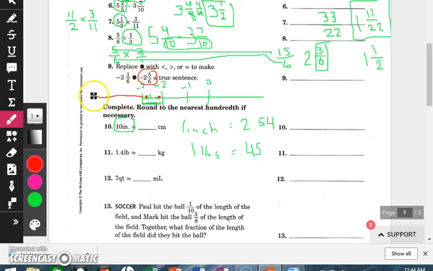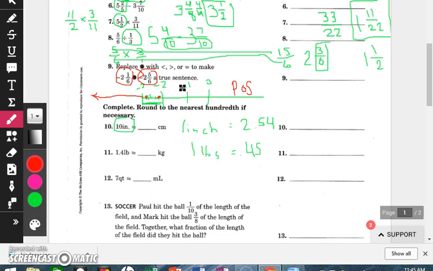Remember, these numbers are getting smaller and smaller, and therefore -2 and 1/6, which is right here, is greater. It is closer to 0. It's closer to the positive numbers. These are the positive numbers. So as you can see, this number right here, the negative 2 and 1/6, is greater than.